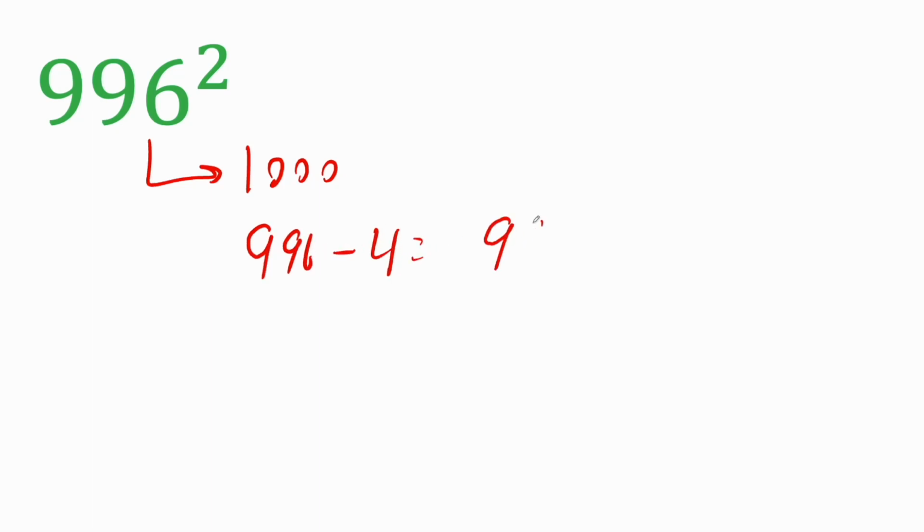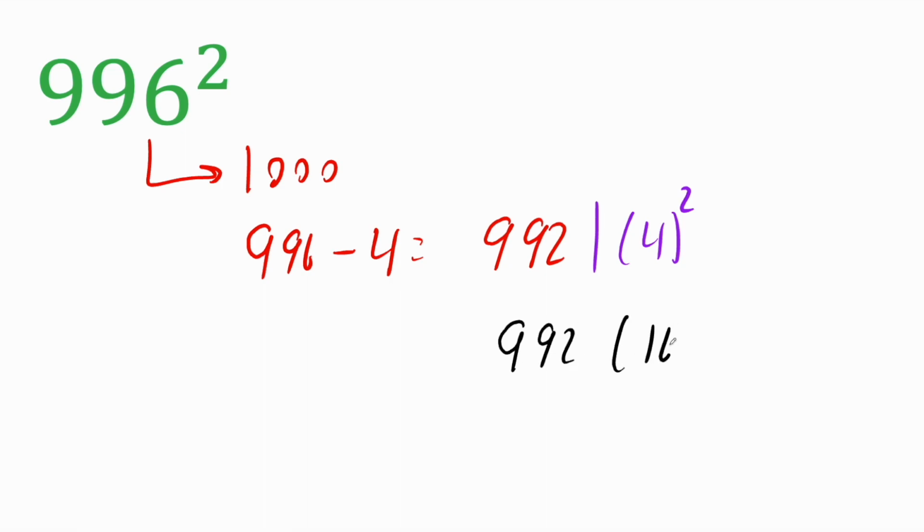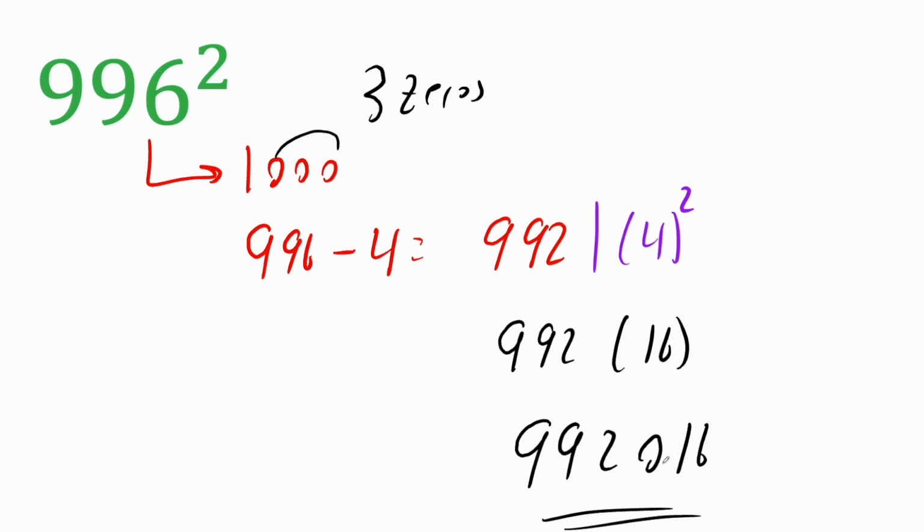So this time we have 996. It's very close to 1,000, so our base is going to be 1,000. And it's 4 less, but let's just show that. 996 minus 4, which we're going to get 992. The difference was 4, so we put parentheses 4, close it, we square it. So we get 992, parentheses 16. Again, very important. We have 3 zeros. Because we have 3 zeros, we need this piece to be 3 digits. And so our final answer is 992016. Again, double check with a calculator.